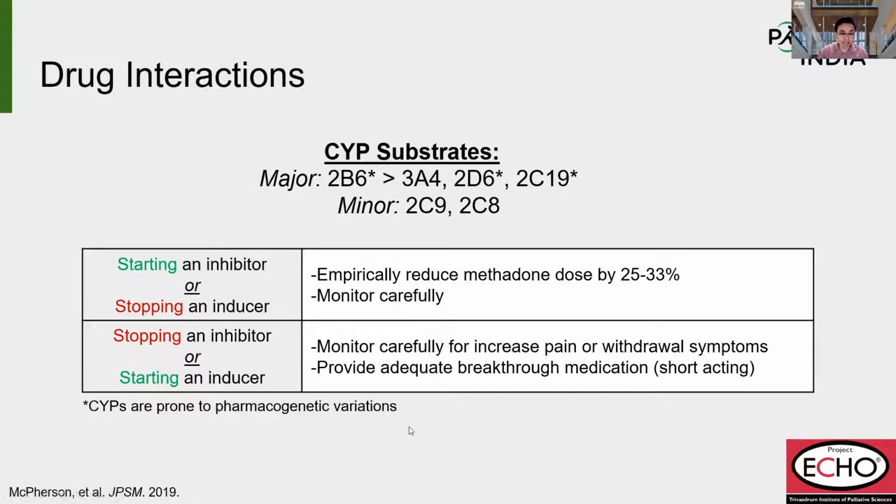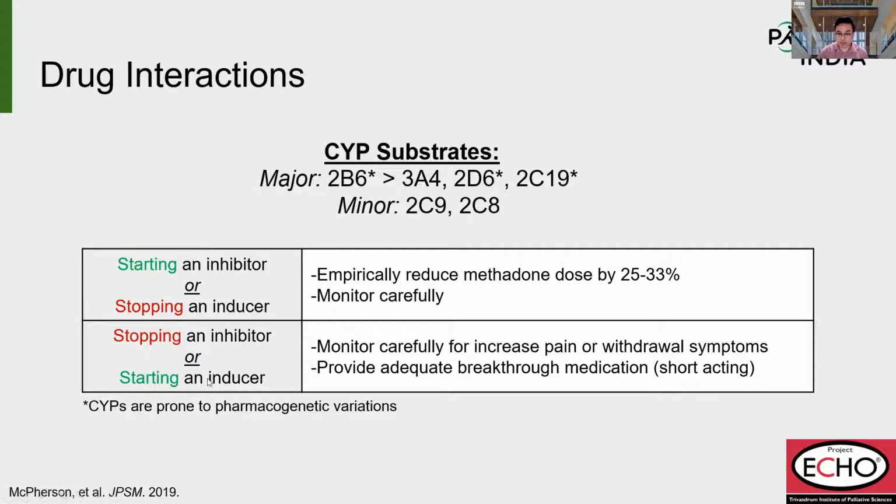And last session, we talked about drug interactions. When we start any inhibitors or stop an inducer of these CYP enzymes that are moderate or major interactions, then we will want to empirically reduce the dose of methadone because we anticipate whenever we do this, it may cause an increase of methadone accumulation. So we want to empirically reduce methadone and monitor carefully.